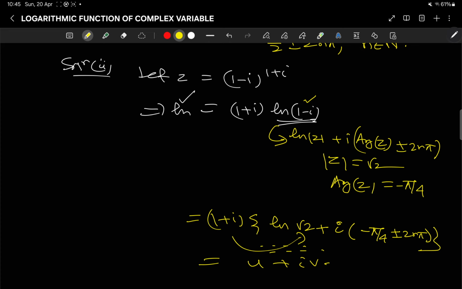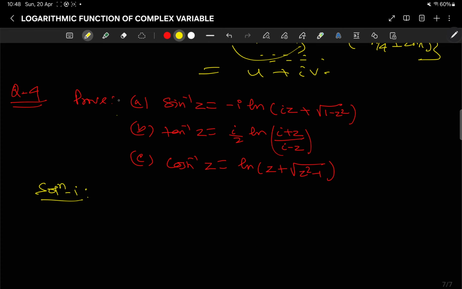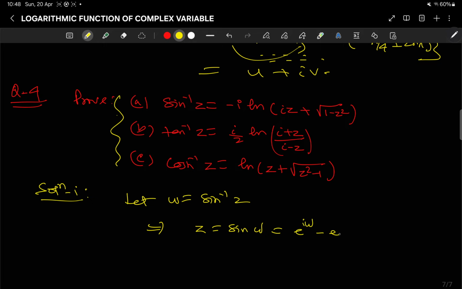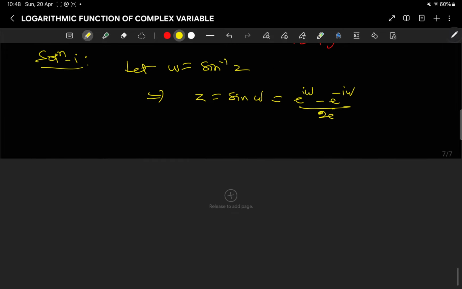I should continue it. So now you are asked to prove the following. Let w equal sin inverse z. So that means z is equal to sin w. Sin w you can write as (e to the power iw minus e to the power minus iw) by 2i. Okay, so you can simplify it.